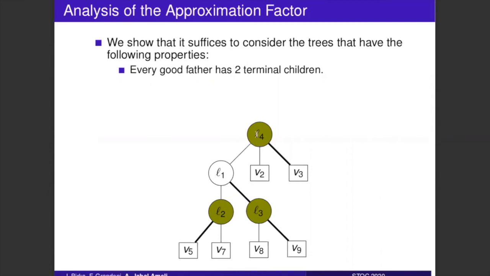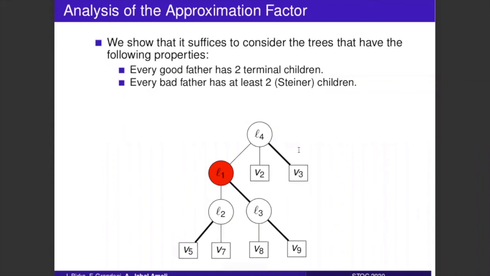Here you can see that the colored nodes are the set of good father nodes, and they have exactly two terminal children. The second property is that every bad father must have at least two Steiner children. Here you can see that the red node is a bad father and it has at least two Steiner children.